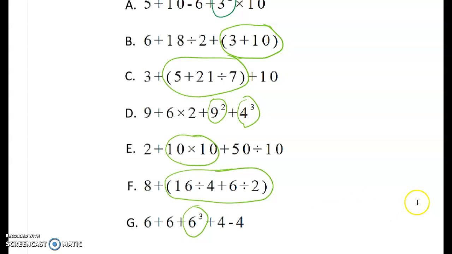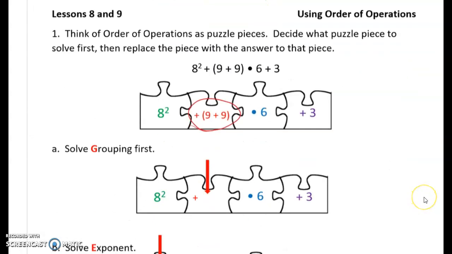Okay, so we are going to practice this. The next page is telling us how we can solve these equations using the order of operations. Okay, so 8 squared, or 8 to the second power, plus (9 plus 9) times 6 plus 3. We could think of it as puzzle pieces. So if I look, I know I have to do my grouping first. If you look at this puzzle piece, I have 9 plus 9. Well, 9 plus 9, I know, is 18.